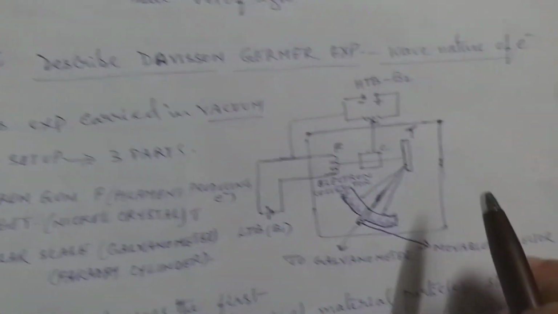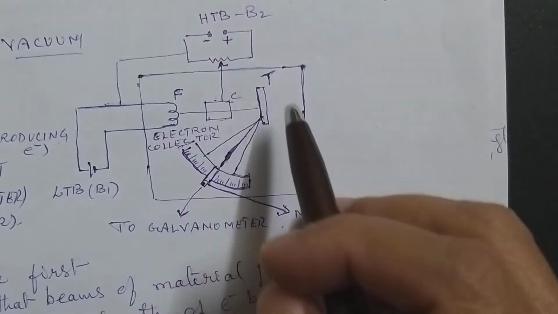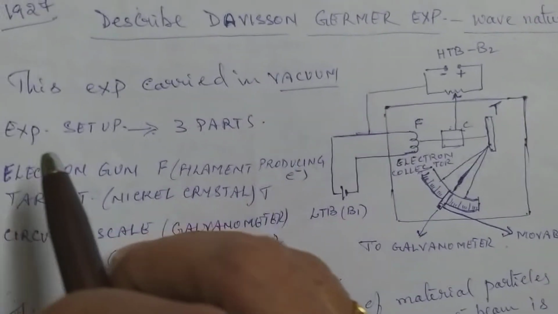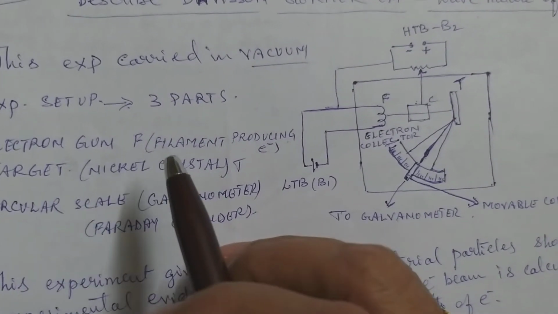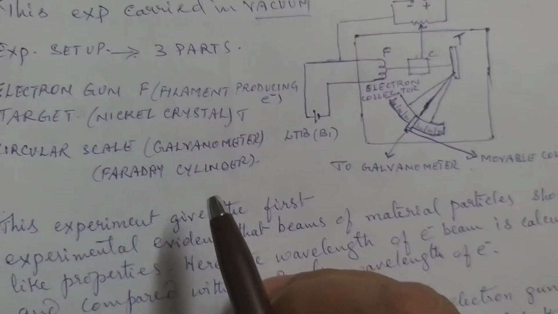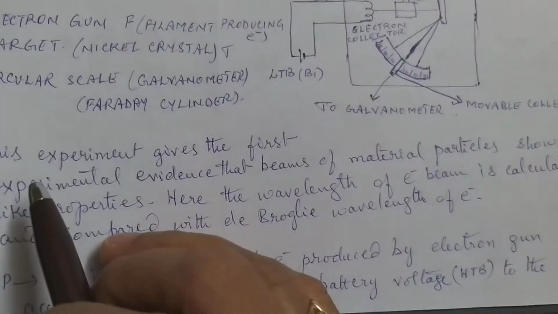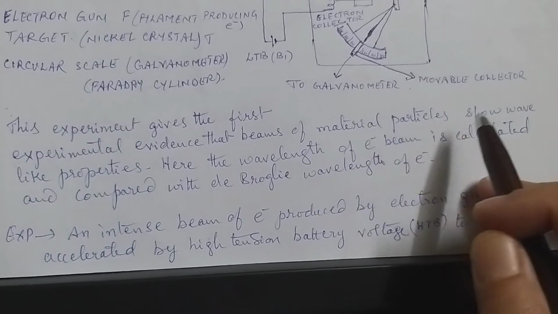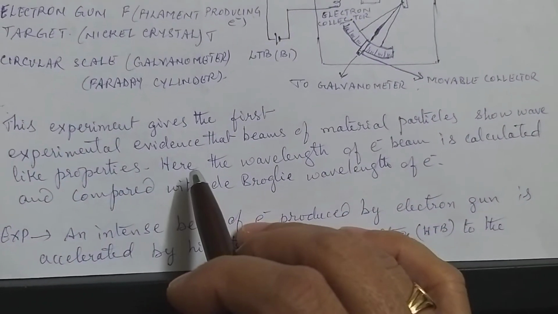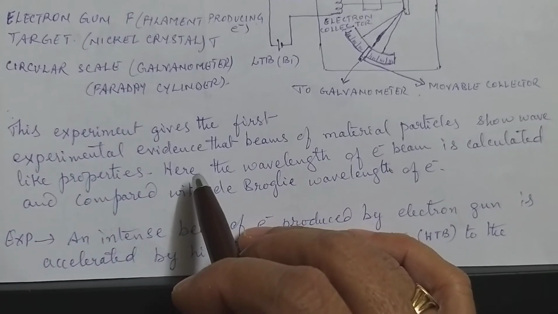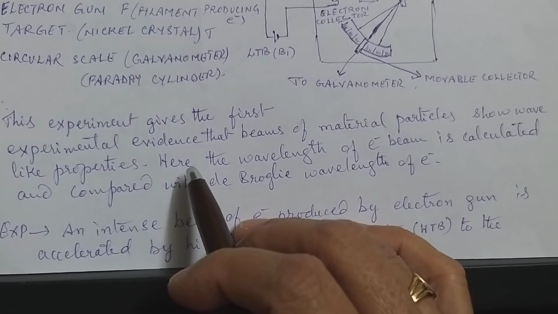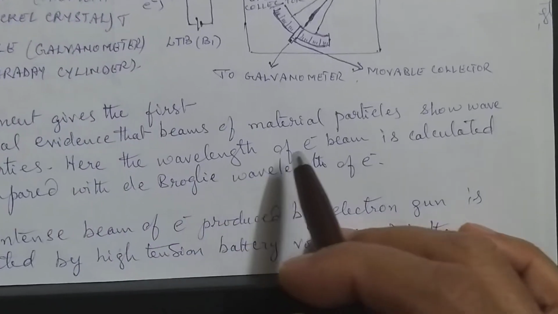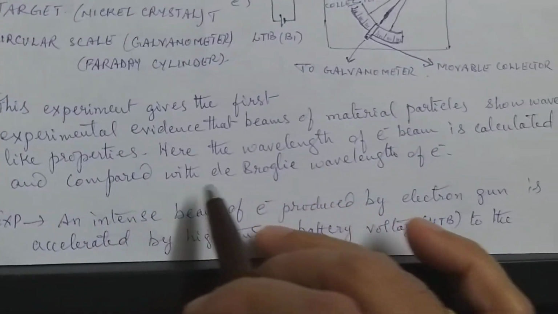Now this experiment is carried out in vacuum, because when electrons are released, if there are gaseous atoms here, they will absorb them. So they are completely removed. This is a vacuum tube. Then it contains three parts. One is the electron gun, second is the target, and third is the circular scale or electron receiver. Now this experiment gives the first experimental evidence that beams of material particles show wave-like properties. So what are the wave-like properties? Actually, we have read: interference, diffraction, polarization. Here, the wavelength of the electron beam is calculated and compared with the de Broglie wavelength.